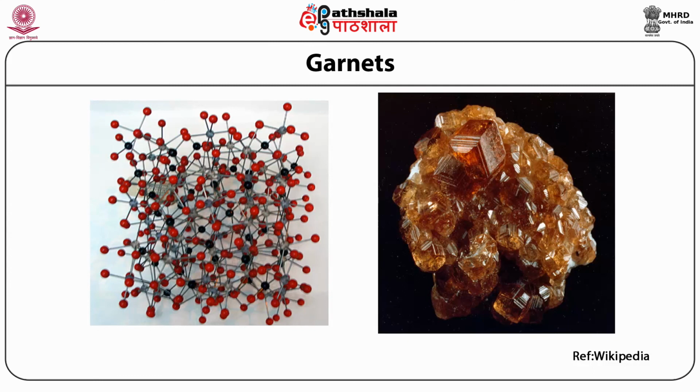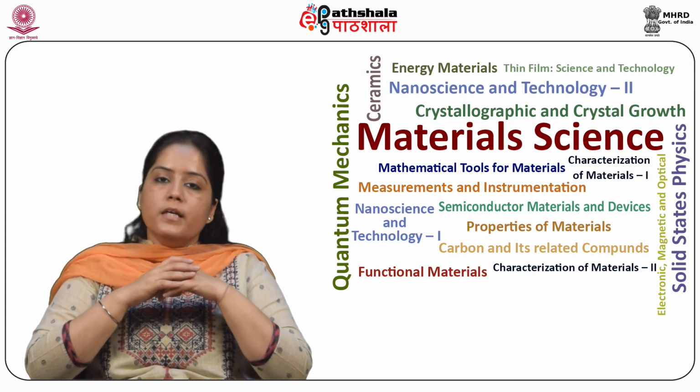In garnet ferrites, the orbital magnetic contribution of iron atoms is quenched due to shielding from the crystal field, while lanthanide ions contribute to both orbital and spin magnetic moment, thus contributing more to the total magnetic moment. This figure shows the crystal structure of a garnet structured compound on the left and the mineral on the right. Now let us discuss the garnets.